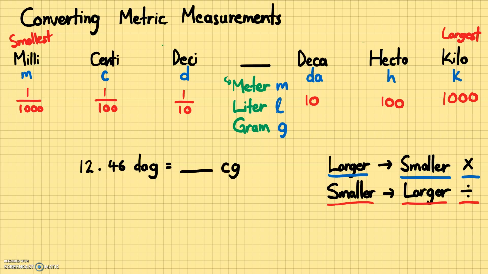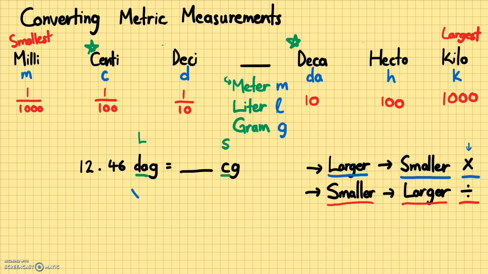Okay, so first of all, which one of these should we use? Should we multiply or should we divide? Are we going from a larger to a smaller unit or from a smaller unit to a larger unit? Well, deca is right here. Centi is right here. So deca is larger. We're going from a larger unit to a smaller unit. So that means we need to multiply.